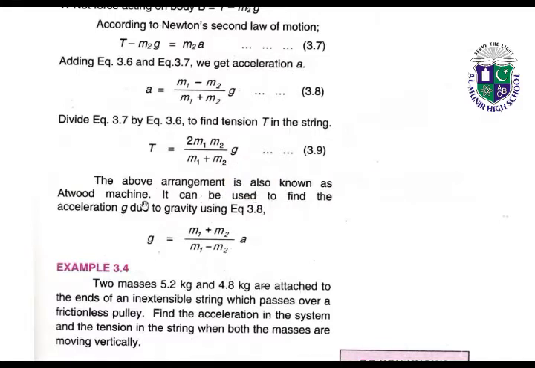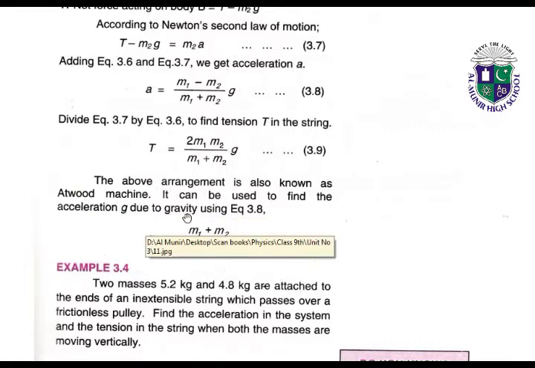The above arrangement is also known as the Atwood machine. It can be used to find the acceleration g due to gravity.